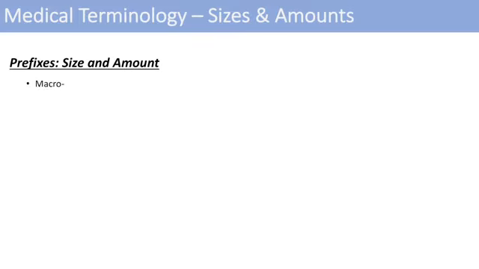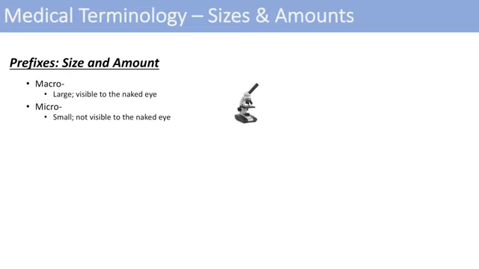commonly used, one of the first ones you probably hear of is macro. Macro just means large, and it typically is used in the context that it is visible to the naked eye. So you might have heard of macroscopic, macroeconomy. And the opposite of that is micro, which just means small, or not visible to the naked eye. The way I like to remember this is to think of a microscope. Some things in the world are microscopic, and other things in the world, like our galaxies and our observable universe, that's macroscopic.